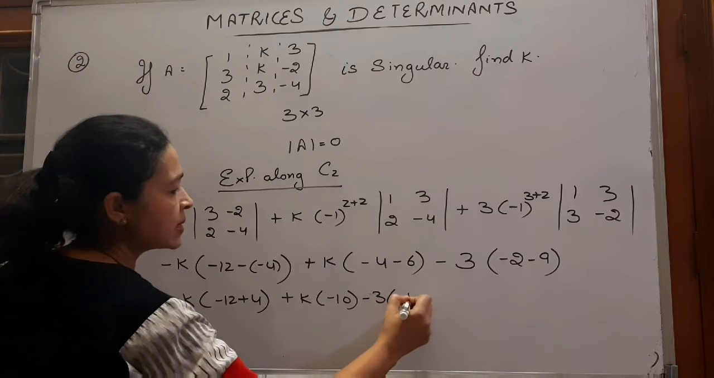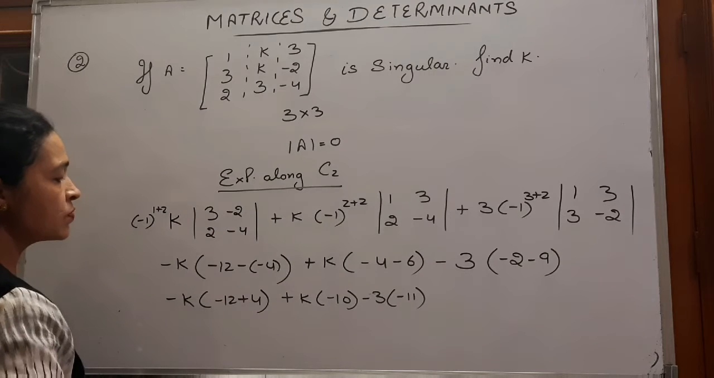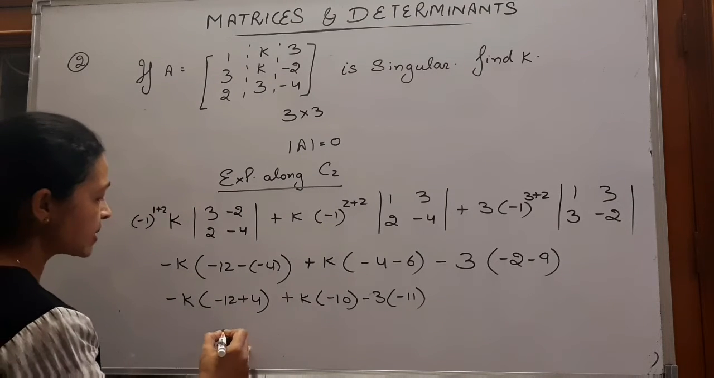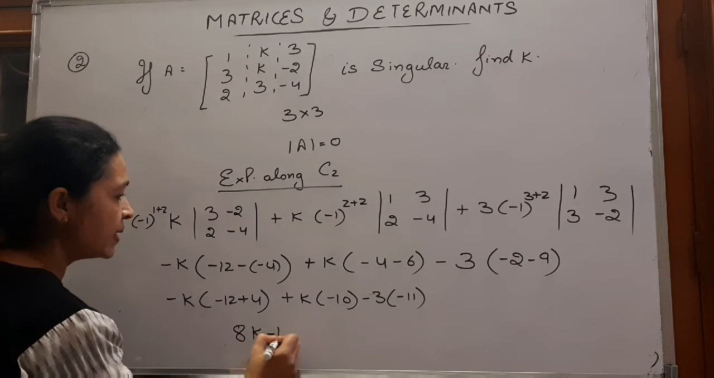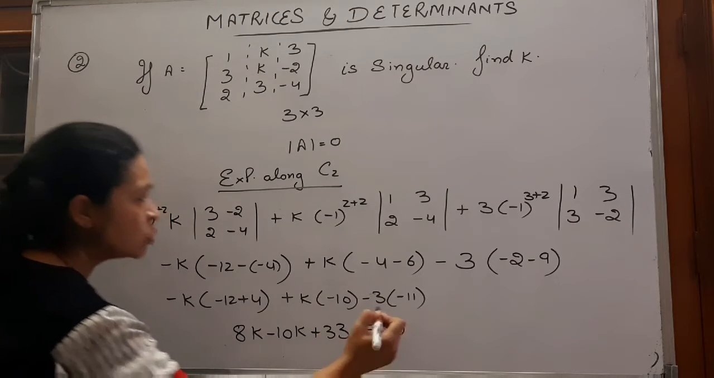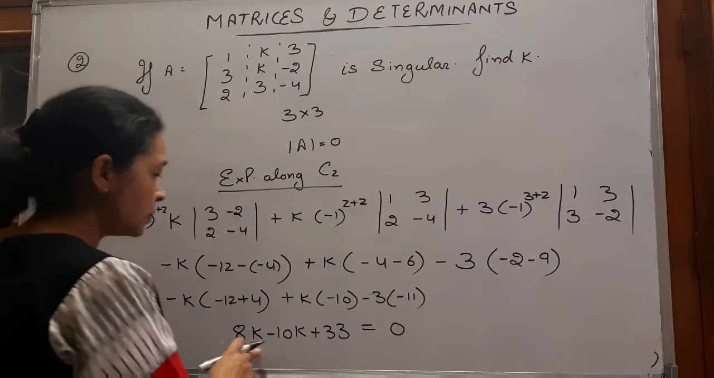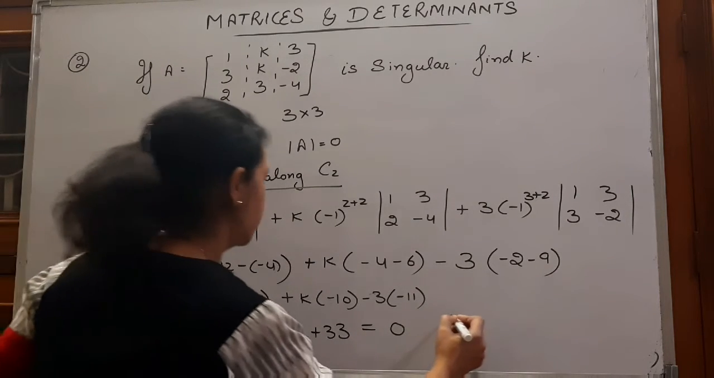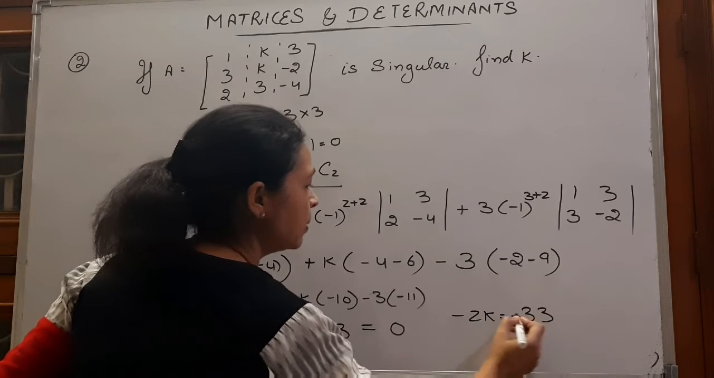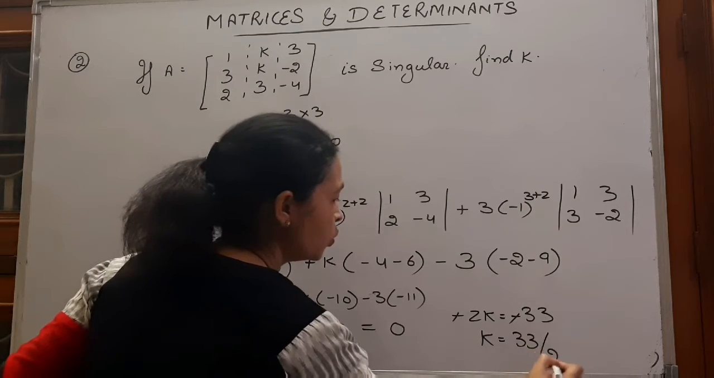Minus 3 into minus 11. Minus 8 plus 4, minus 12 plus 4, minus 8. Minus 8 into minus k is 8k, minus 10k, plus 33. And this will be equal to 0, because the matrix is a singular matrix. 8 minus 10, minus 2k equals minus 33. Minus and minus get cancelled. The value of k is 33 by 2.